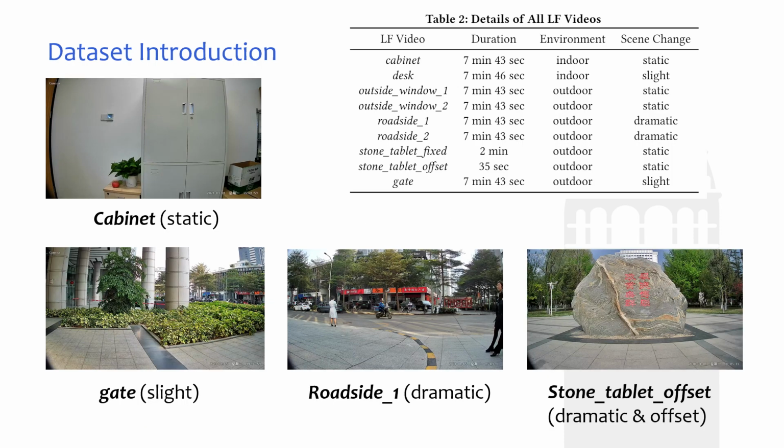As you can see from the table, in addition to the information we mentioned above, we also provide a column of information named the scene change. They are used to describe the motion of the video content. I will display 4 sequences one by one to demonstrate it. As we can see in the sequence cabinet, the object in the video hasn't changed at all, so it is defined as static.